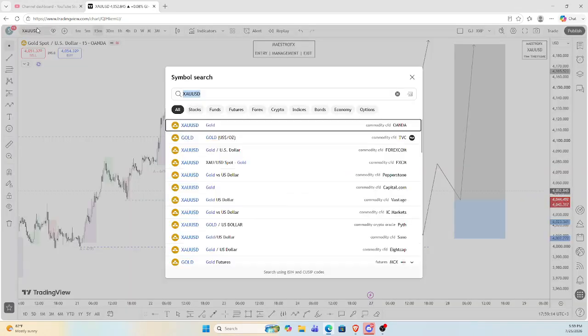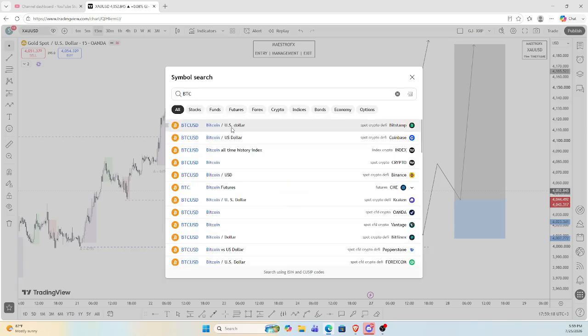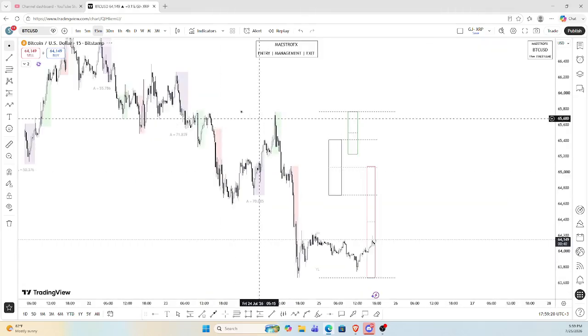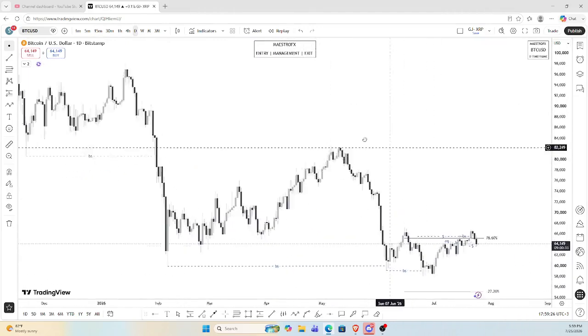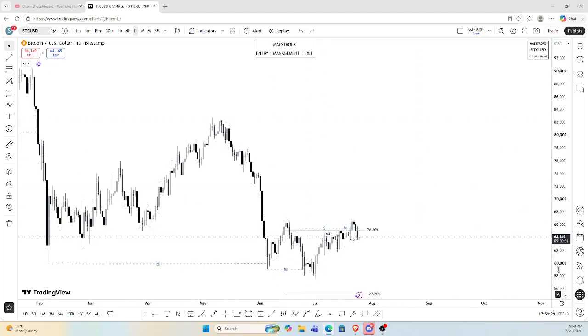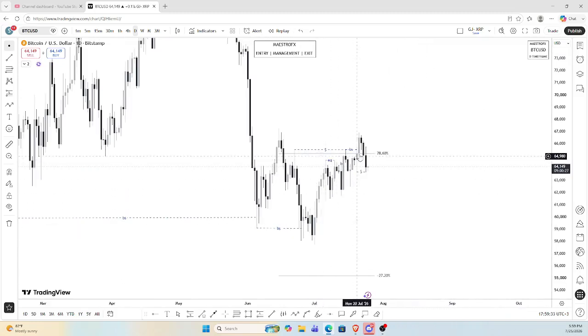Now last but not least, we can check BTC. Yes, I know we have a lot of traders who are looking forward to this analysis, and pretty much I think you will allow me to start from here, and nothing has changed.